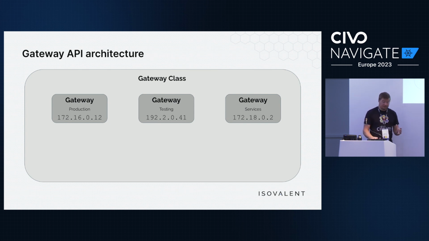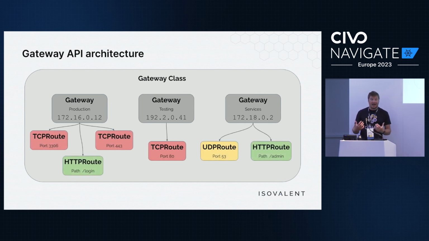So let's finish building this out. We have my gateway class of a certain implementation. We have our 3 gateways, which are the IP addresses. Now we can start to attach those routes to our gateways. So we can see in production, we've got a HTTP route, which is going to map to /login on that IP address. That will go to a set of pods that will handle the HTTP traffic for login. Our testing, we have some simple web traffic sitting on port 80. And then in the backend services, we have UDP routes pointing to probably DNS servers, and some more web services exposing themselves on the admin path and things like that.